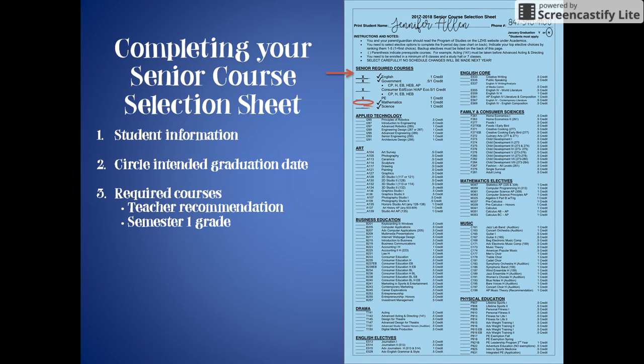You'll notice that math and science do not have X's next to them. Although you will get a teacher recommendation for the class, they are not required for graduation. Your counselors will strongly urge you to take math and science all 4 years.